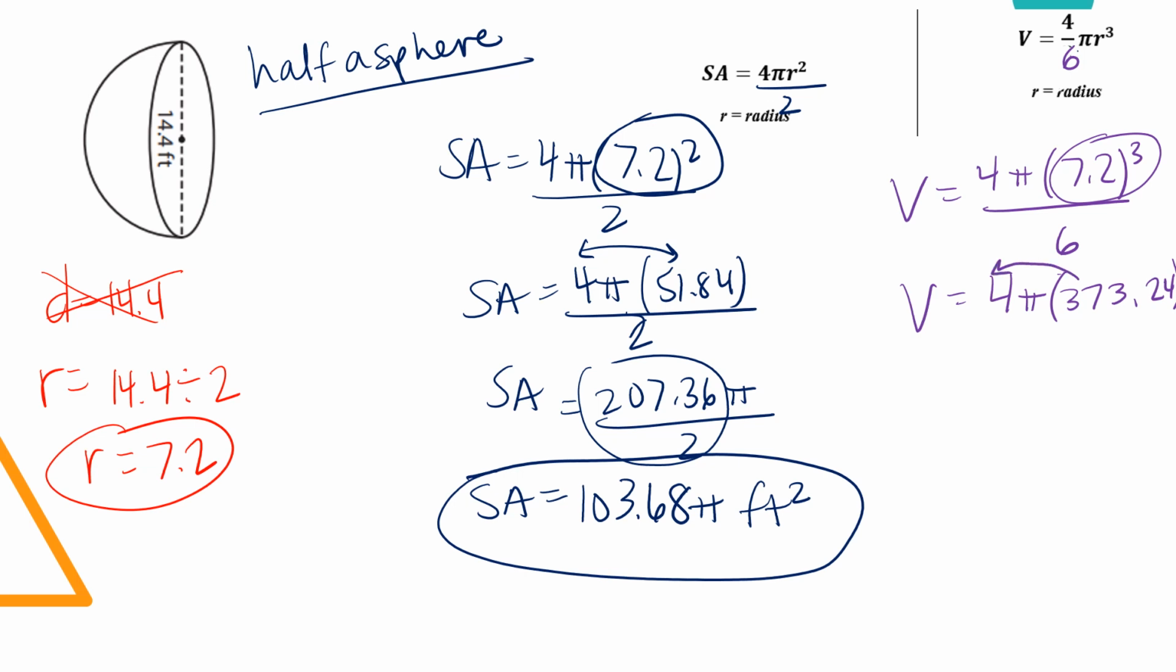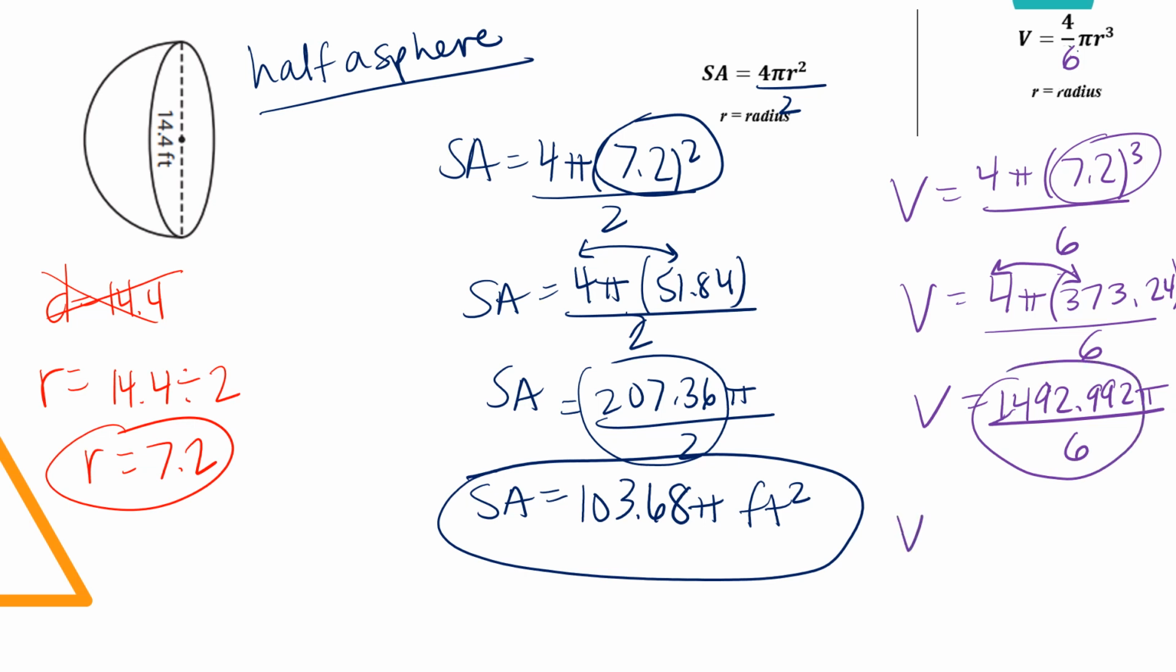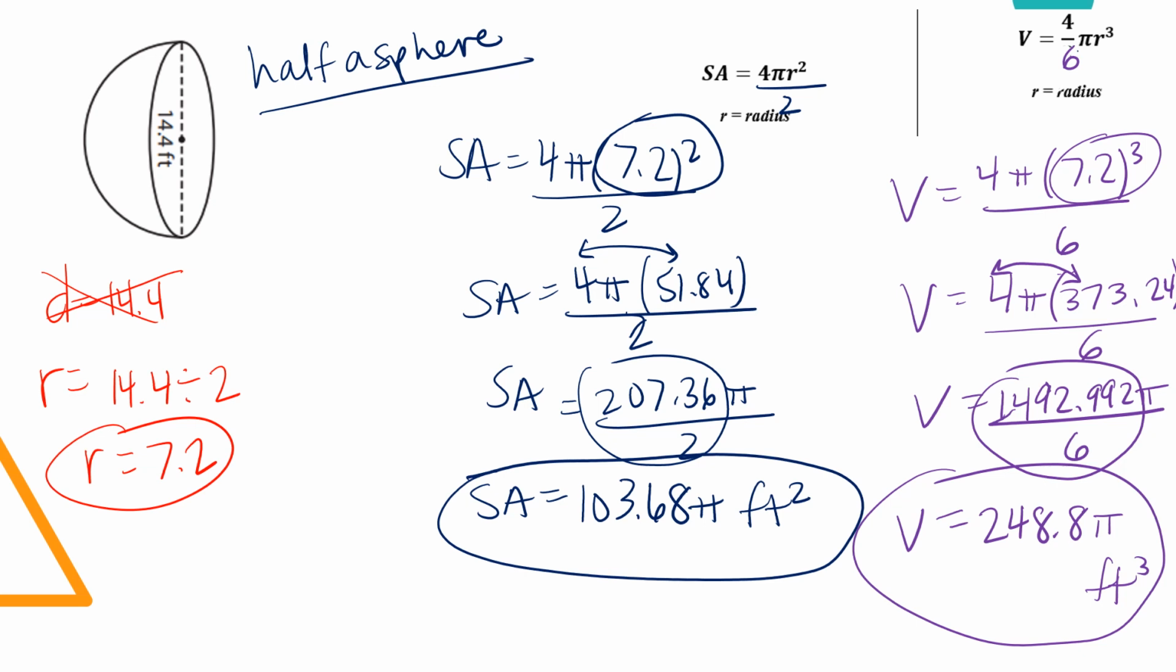And remember, you multiply those together and leave it as a fraction or as a decimal as long as possible until your end. So I have 1,492.992 pi over 6. I'm going to just divide those out, and I don't really care if it's a decimal here, so 248.8 pi feet cubed. And you can get rid of the pi if you want, and do the decimals if you would rather do that, okay?